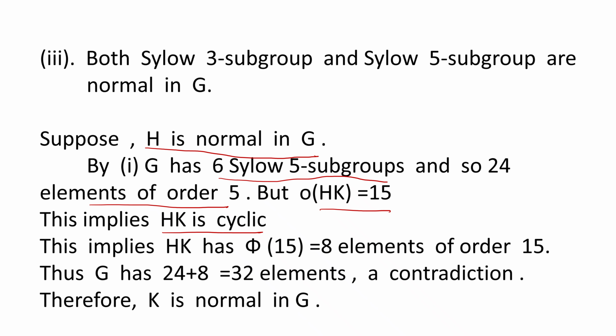This implies that HK has phi(15), which is equal to 8, elements of order 15. Thus, G has 24 plus 8, which is equal to 32 elements, which is a contradiction. It is not possible for G to have 32 elements. So, it's a contradiction. Therefore, K is normal in G.